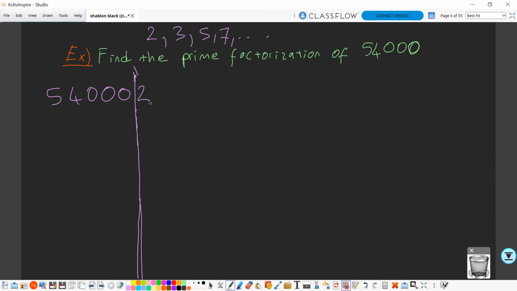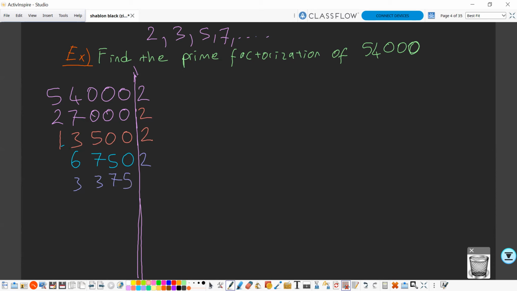54,000, firstly we divide by 2. Half of 54 is 27, so 27,000. Then if we do another half, 27,000 becomes 13,500. If we divide by 2 again, 13,500 becomes 6,750. And then if we divide by 2 again, 6,750 becomes 3,375. Now we can't divide by 2 anymore.